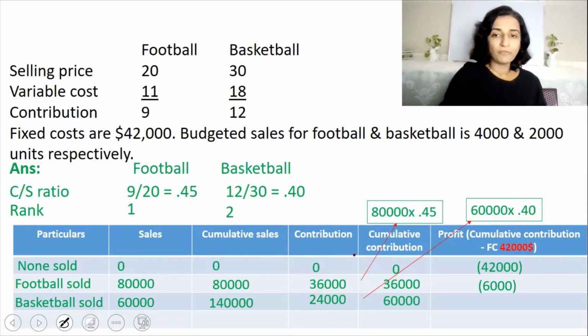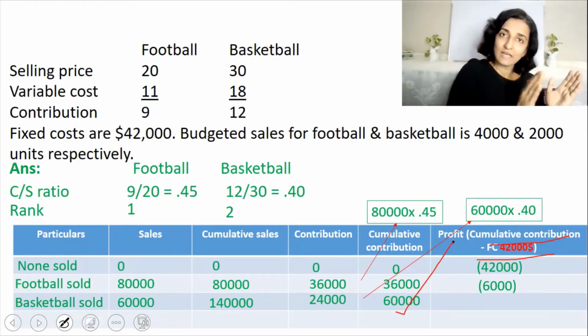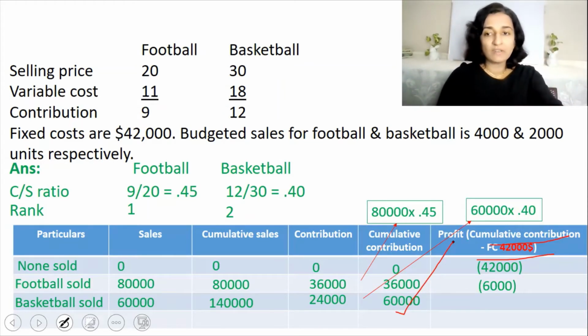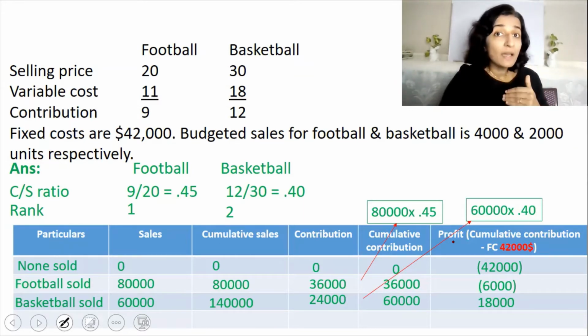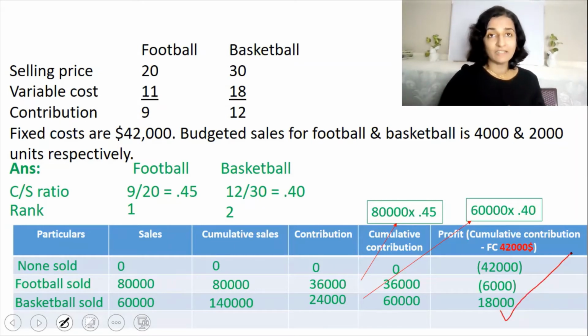Now coming to the profit. Profit is always cumulative contribution minus fixed cost of 42,000. So we have a cumulative contribution of 60,000. And what is the fixed cost? It's 42,000. So profit is 60,000 minus 42,000, giving a profit of $18,000. So what did we understand? When we sold basketball, we have crossed the break-even point because now it is showing a profit of 18,000.